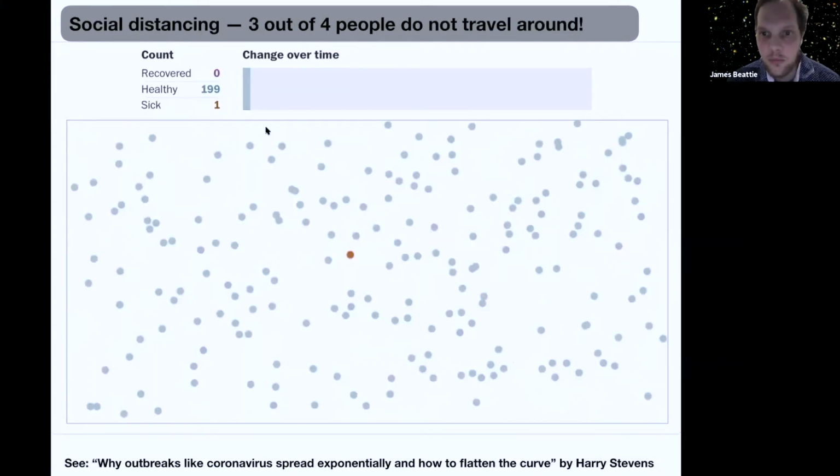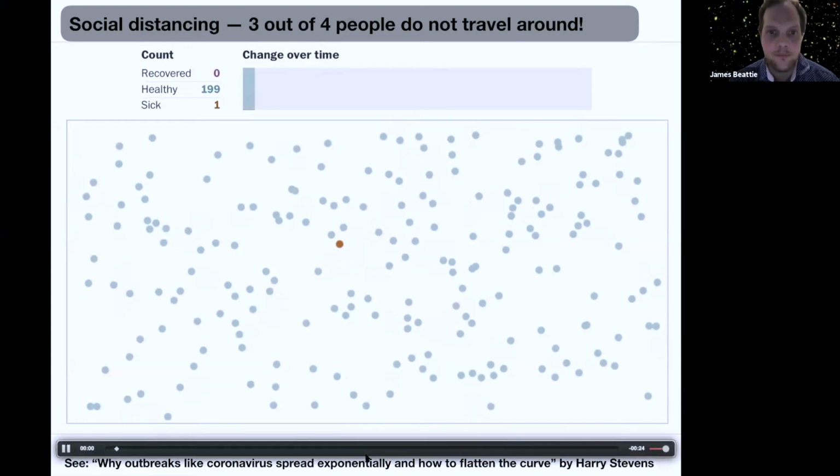So we can try to encode what social distancing might be in our simulation. And to do that, we really are just going to stop people from moving around. Before, in our previous simulations, everyone was moving around, interacting with everyone else, but that's not the case anymore. 3 out of the 4 people are no longer traveling around in this simulation.